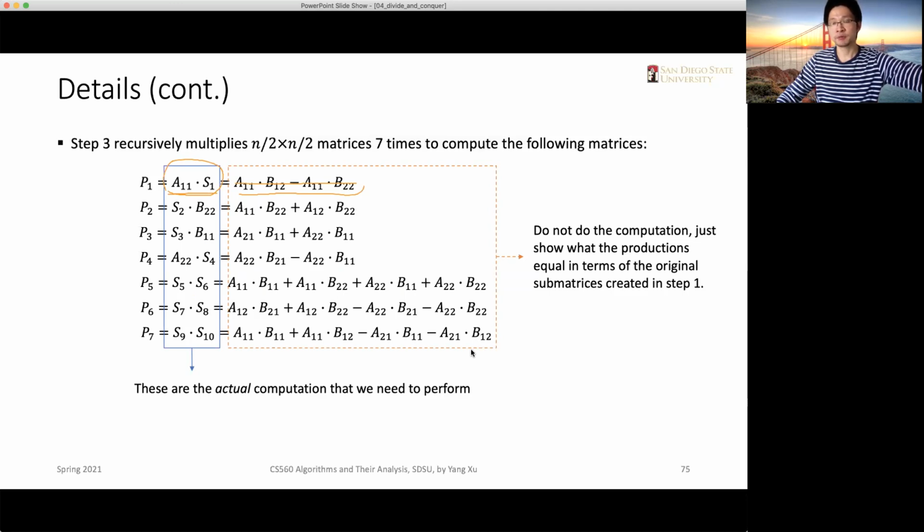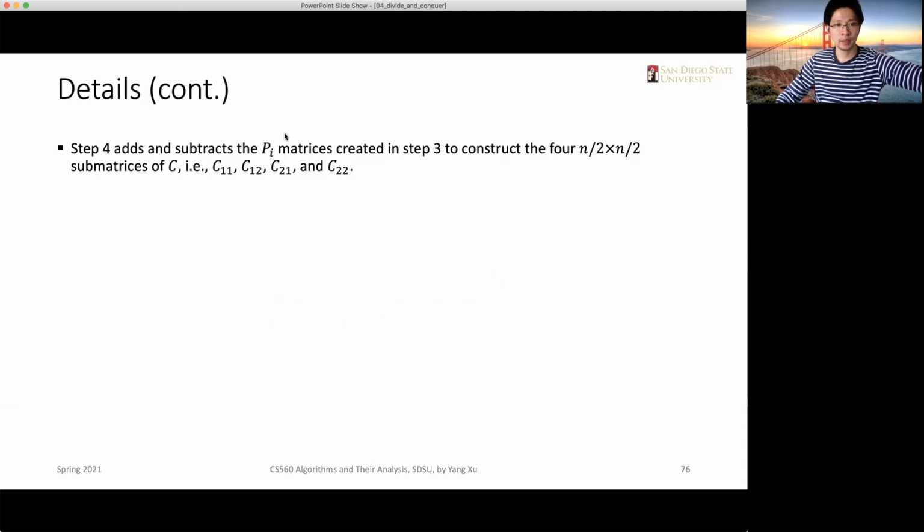It just consists of the original submatrices. All right, and next, step 4. It's the final step, to add or subtract the P matrices created in the previous step in order to compute C11, C12, and so on. For C11, it is the result of P5 plus P4 minus P2 plus P6.